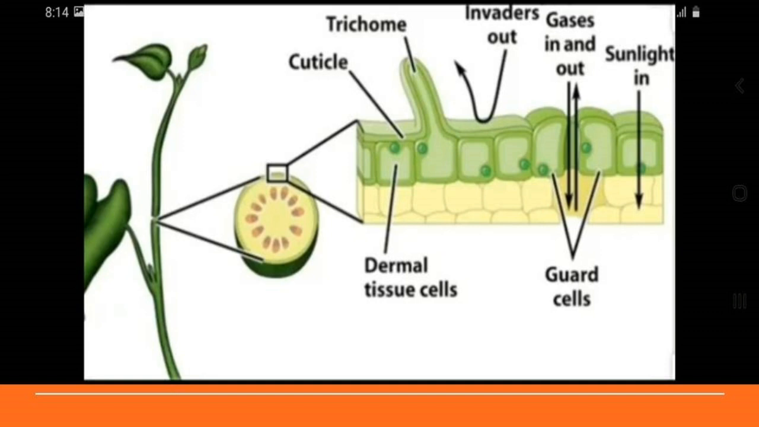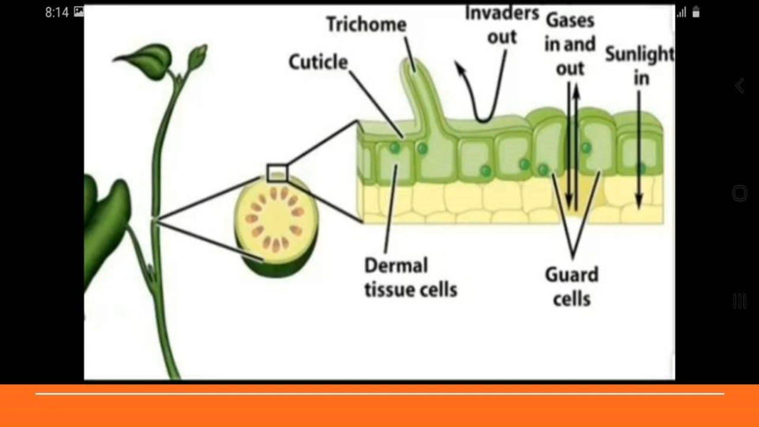Here we are going to see the first tissue system, the dermal or epidermal system. It consists of epidermis, stomata and epidermal outgrowths. Epidermis is the outermost layer. It has minute pores called stomata. There are three functions of epidermal tissue. Epidermis protects the inner tissue. Stomata help in transpiration. Root hair helps in absorption of water and minerals.